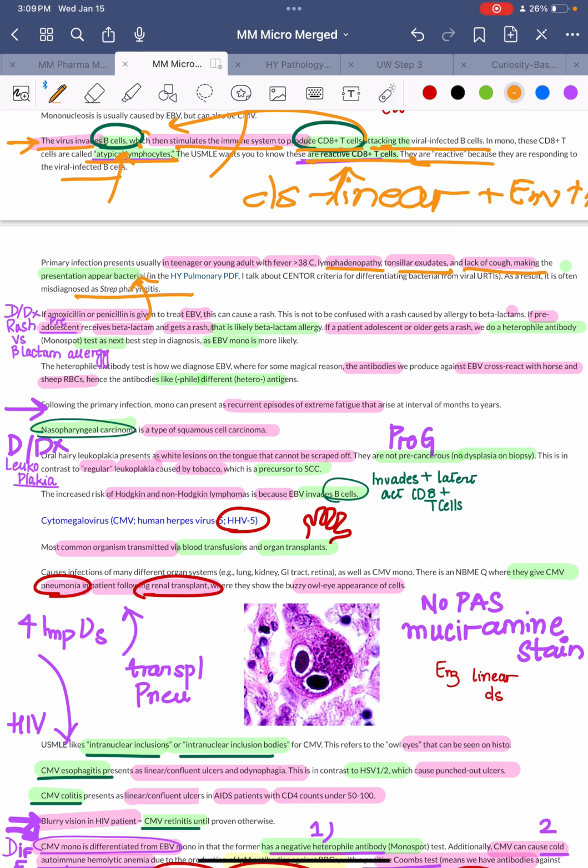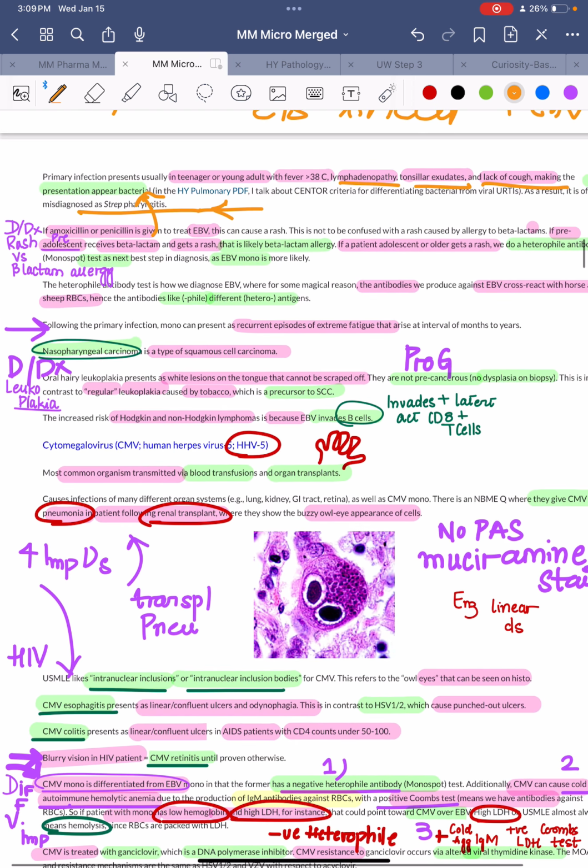Next, it is also important that you know you can misdiagnose this patient as having strep pharyngitis. So in the CCS cases, not only are you going to order the heterophile antibody, but you're also going to do a rapid strep test to rule out strep pharyngitis, because the treatment is very different. In case of strep pharyngitis, you must give amoxicillin or penicillin.